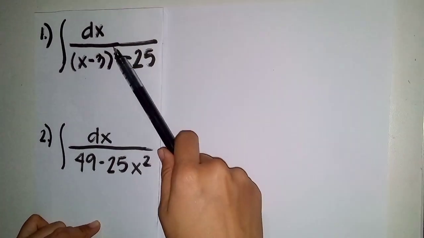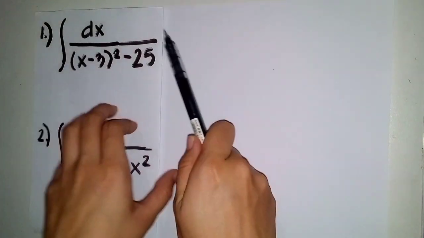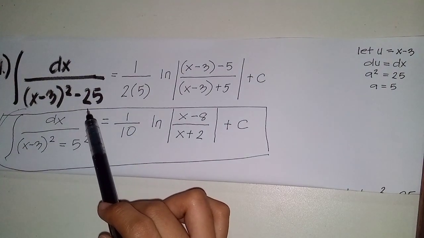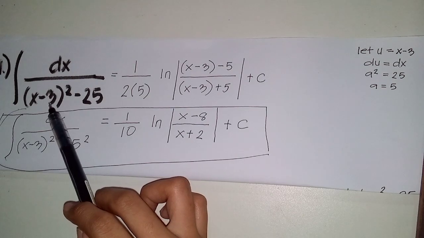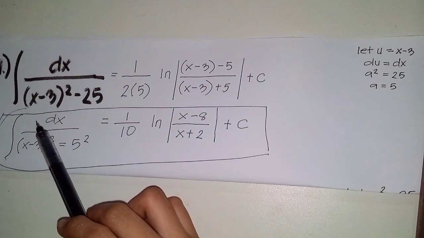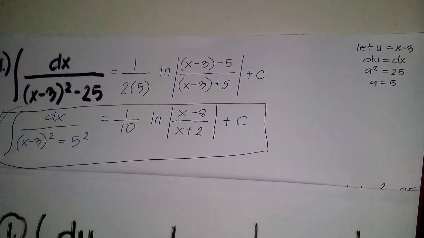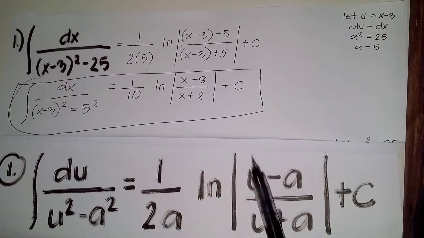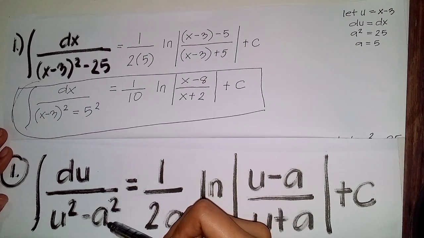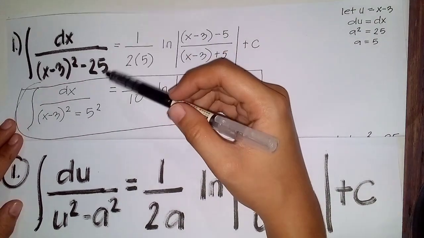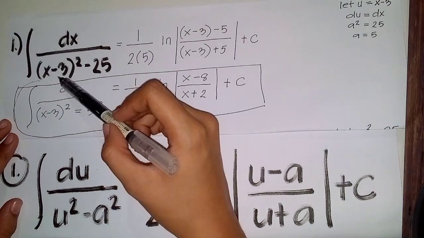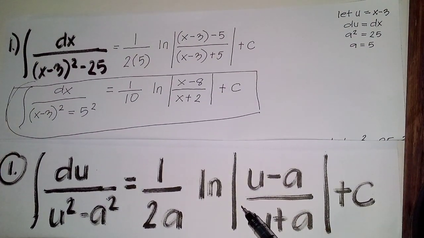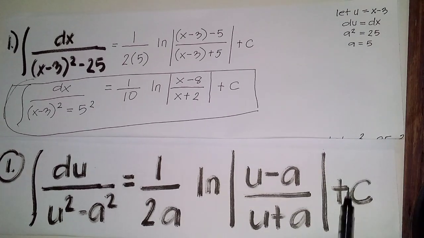So let us begin with our first integral. Okay, what did you observe from this integral? As what we observed, the constant here is on the right side and the expression here is on the left side. So what formula are we going to use? It is the first formula, which is the integral of du over u squared minus a squared and so on. So take note that our a is constant. So that's why our u squared is this, or a squared is this. Now that we identified what formula we are going to use, let us follow this formula.